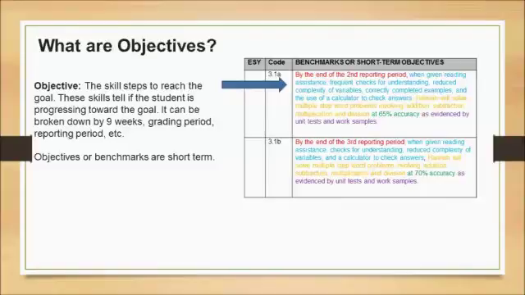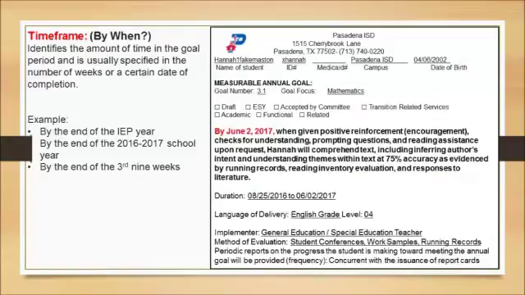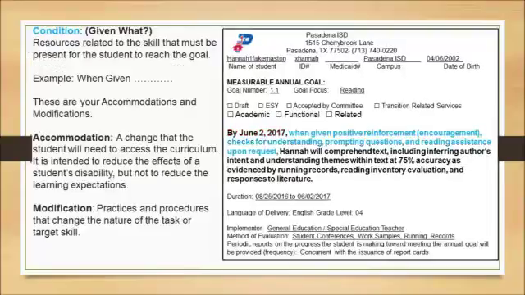In this example, the student will be making progress every second reporting period and the end of the third reporting period. Time frame, by when, identifies the amount of time in the goal period and is usually specified in the number of weeks or a certain date of completion. Examples include by the end of the IEP year, by the end of the 2016-2017 school year, by the end of the third 9 weeks. In this goal, the time frame is by June 2nd, 2017.